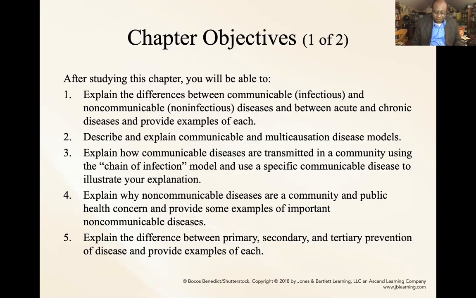So please, as you read this chapter, try to understand, first of all, what are communicable. At times, communicable when we're talking about disease is the same as infectious diseases. And non-communicable is the same as non-infectious diseases. And between what is an acute and chronic diseases, and provide examples of each.